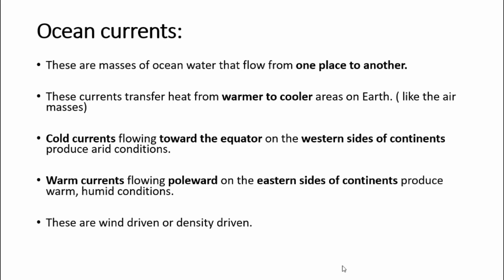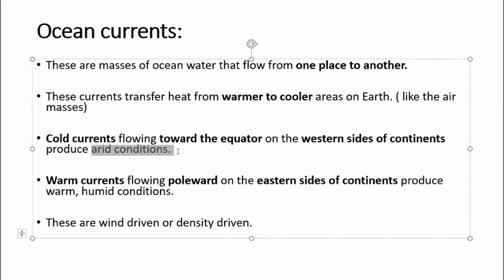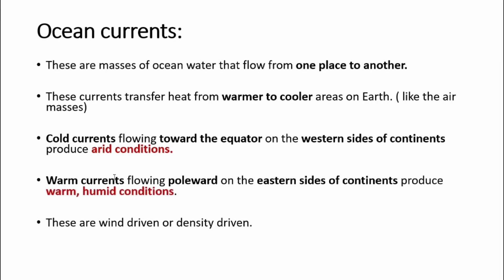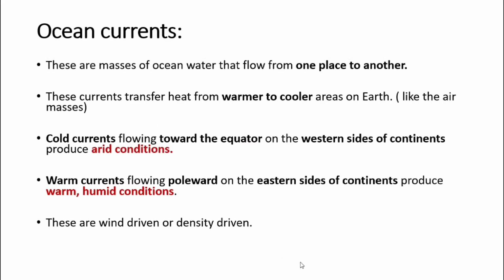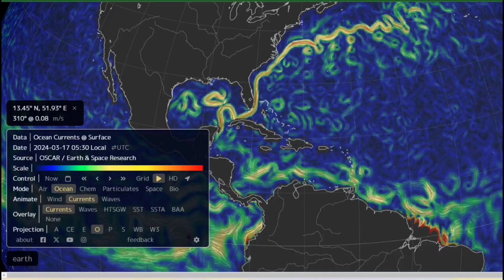Okay, so they produce arid conditions. किस टाइप की कंडीशंस क्रिएट करते हैं आपके ये? They produce arid conditions, while they produce warm humid conditions. तो आपको अब पता चल गया कि why, if I show you the map of the world, for example. Okay, so better to use this map only.